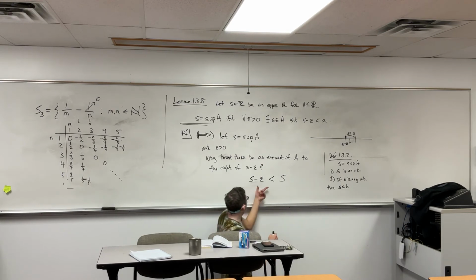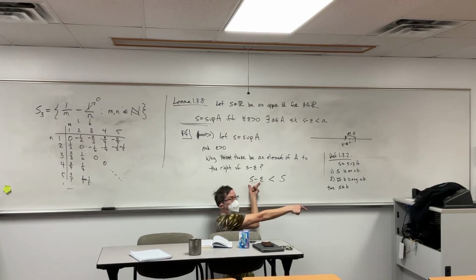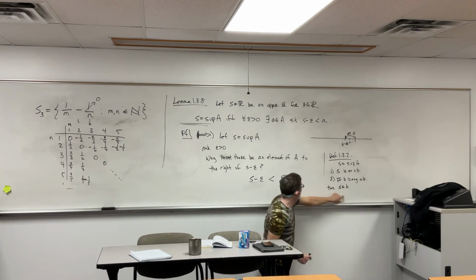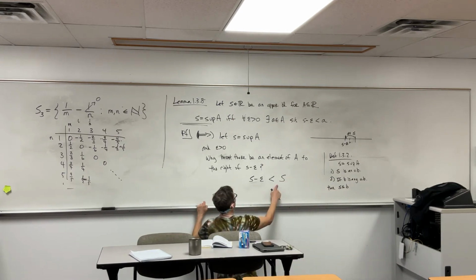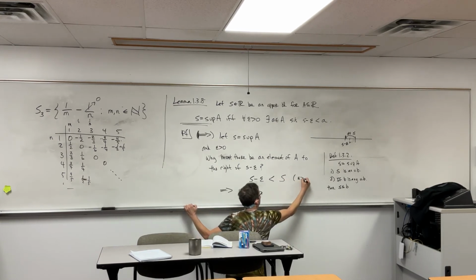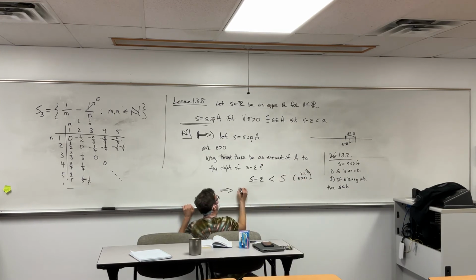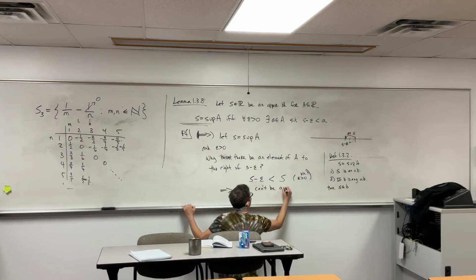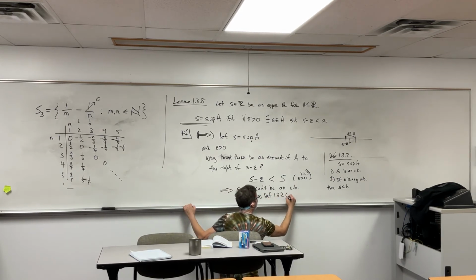Yeah, because if this is another upper bound, it has to be to the right of S, or equal to S, right? So this thing right here tells me, and this is because epsilon is positive, that S minus epsilon can't be an upper bound by definition 132 part 2.